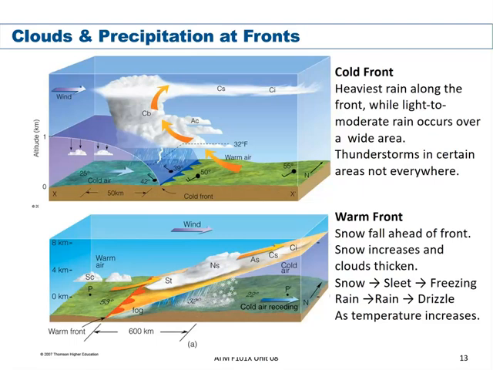Clouds form at fronts where warm air rises over cold air. At a cold front, warm air is pushed up abruptly over cold air. At a warm front, warm air more gradually overruns cold air. Cold and warm fronts have distinctive weather with different combinations of clouds and precipitation patterns.